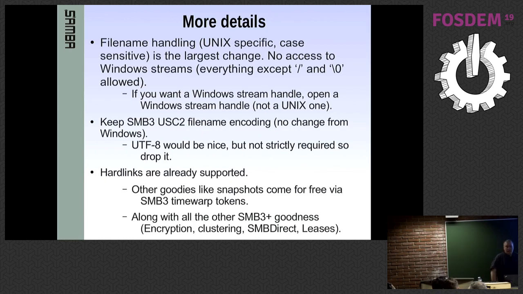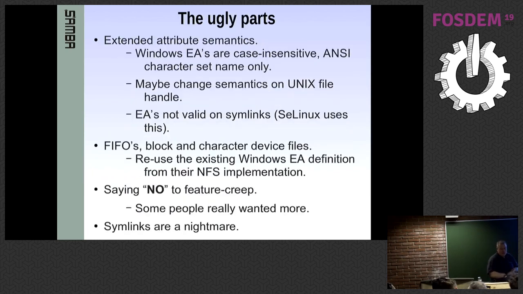You get goodies like snapshots, quotas and stuff from time warp tokens for free. And you get all the other wonderful things that SMB3 gives you that David talked about, actually. Clustering, SMB direct, leases, encryption, everything you want. So I've got to speed up a little, I think. So what's kind of ugly? What's close enough?